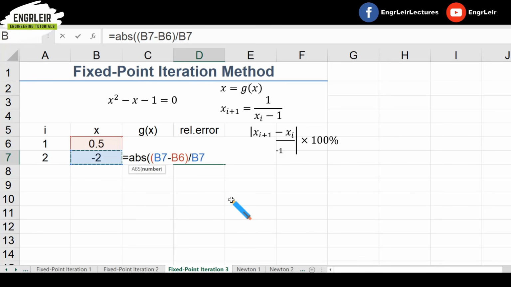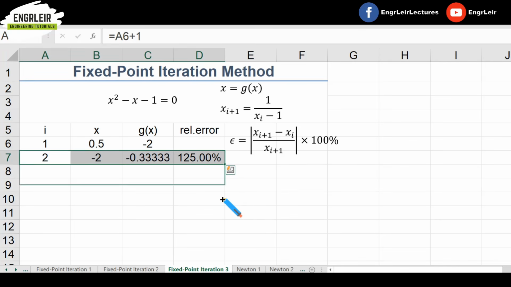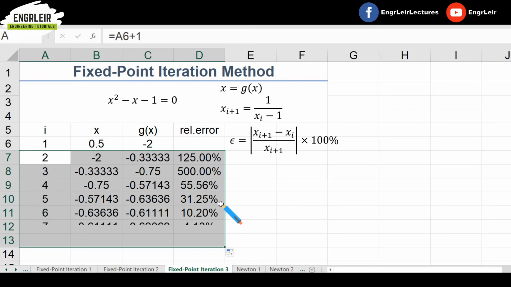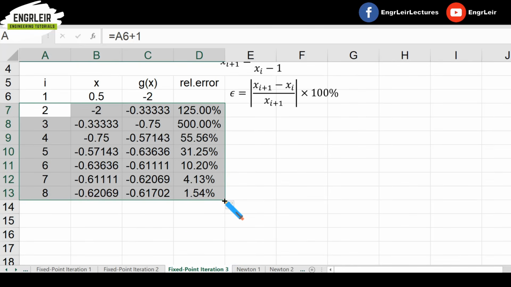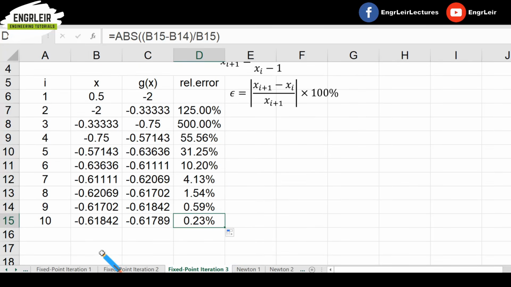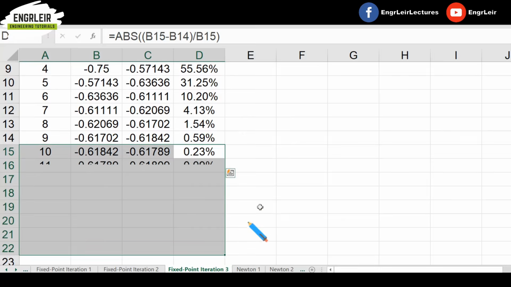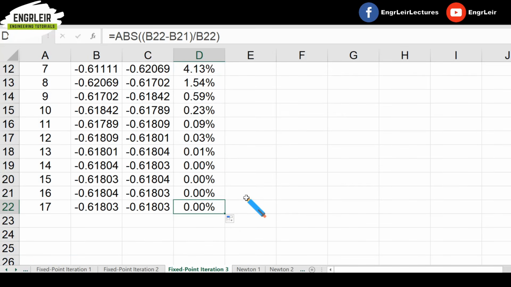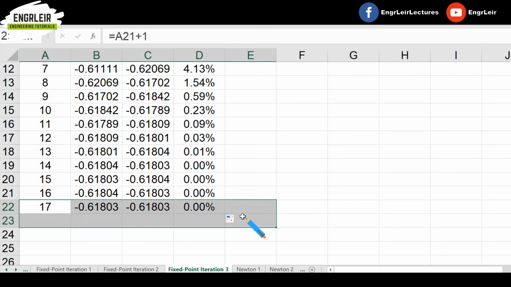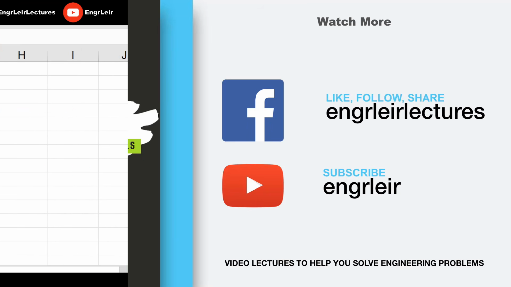Relative error. Okay natin. Then, let's say, let's have 10 iterations. So, after 10 iterations, makuha ko na yung isang root which is yung negative 0.61842. So on. So, sa Excel, pwede mo i-drag down yan ng kahit ilan hanggang mag-zero yung relative error and you will get yung mas accurate na result.